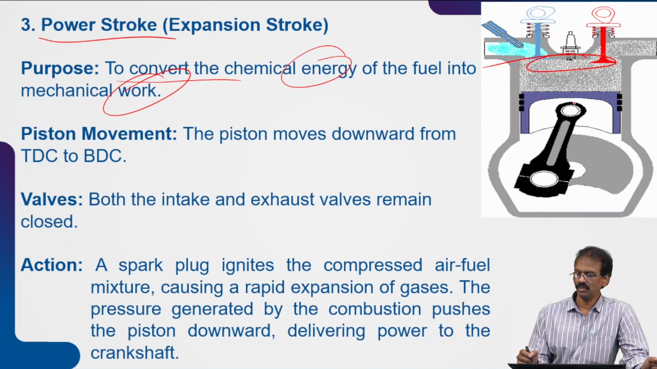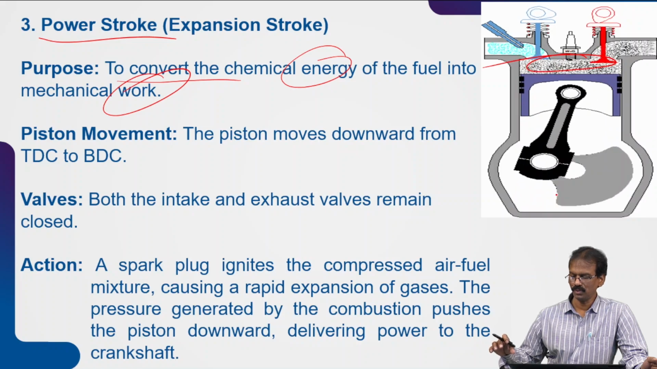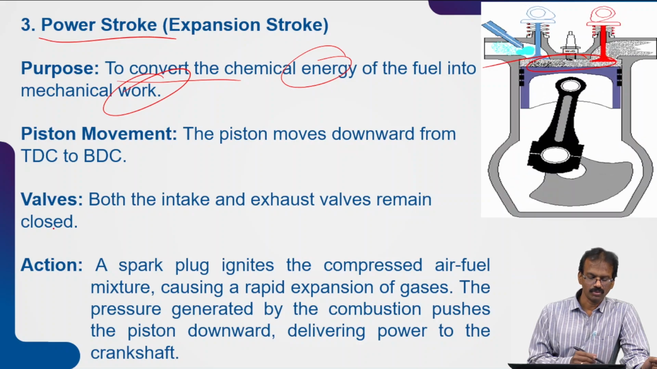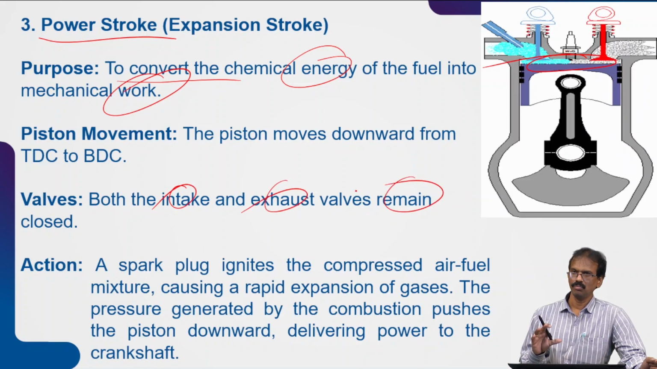So in this case, when the piston is moved from top to bottom, automatically the reciprocating motion of the piston is converted into rotary motion of the crankshaft. So if the shaft is connected to any motor, automatically that motor will run. Here, both the inlet and exhaust valves remain closed. In compression, both the valves are closed. In expansion also, both the valves are closed.